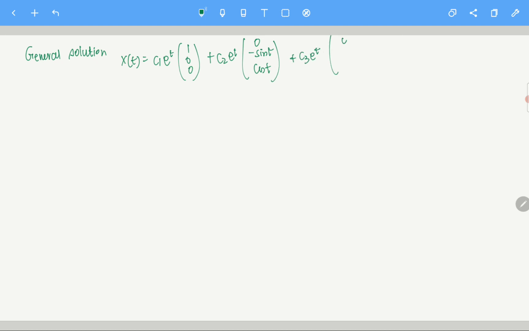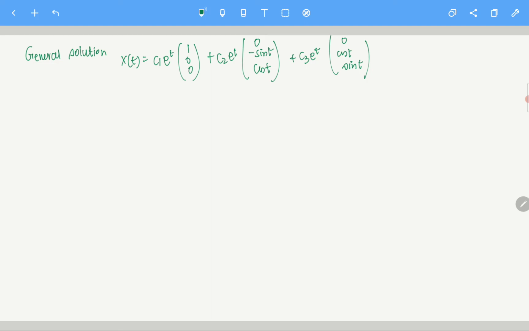So since they are linearly independent, the general solution x of t will be given by c1 e^t (1, 0, 0) plus c2 e^t (0, minus sin t, cosine t) plus c3 e^t (0, cosine t, sin t). I hope this is clear. Okay, now the problem is not over yet.